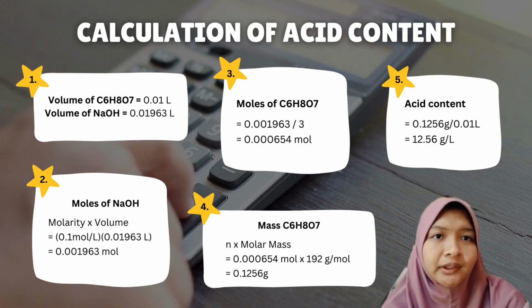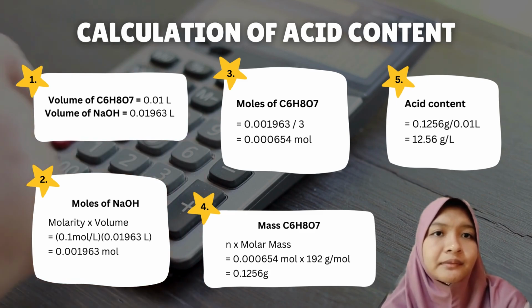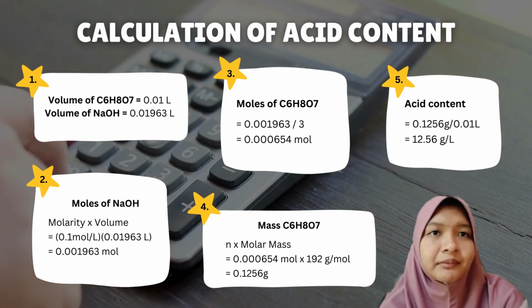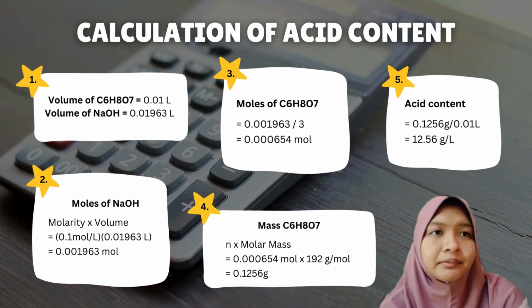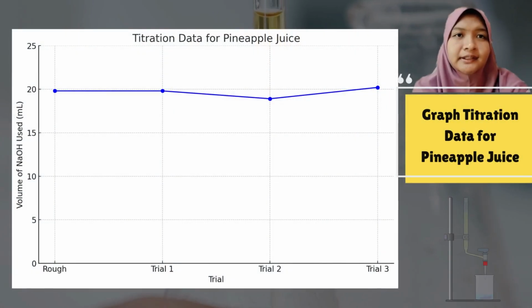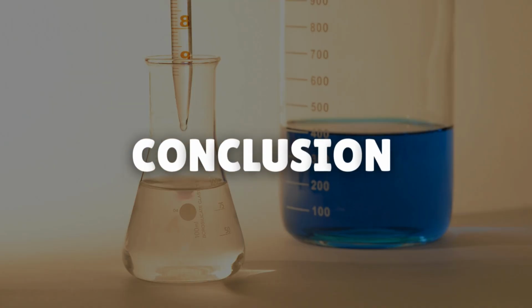And the acid content: 0.1256 gram divided by 0.01 liter. And the final answer is 12.56 gram per liter. Next, this is the graph of titration data for pineapple juice that we get.